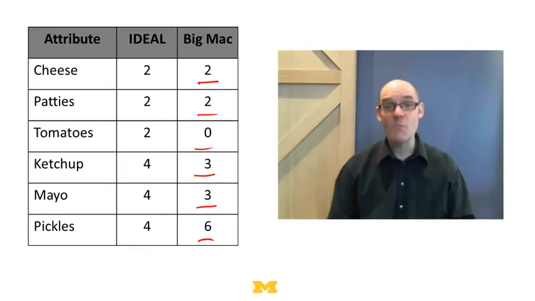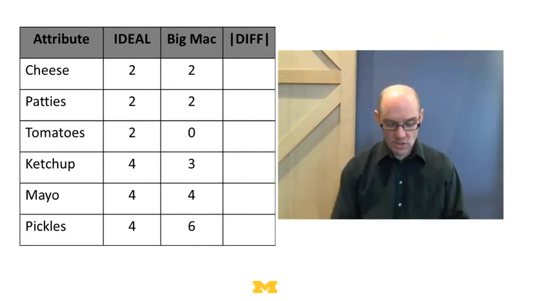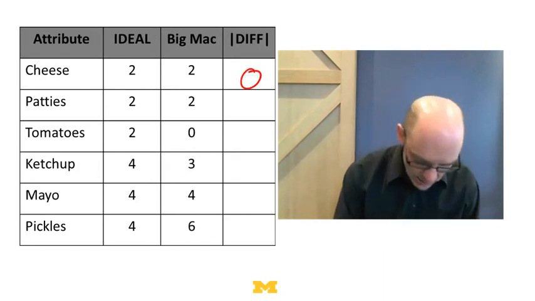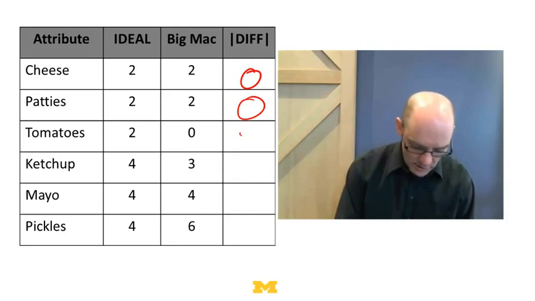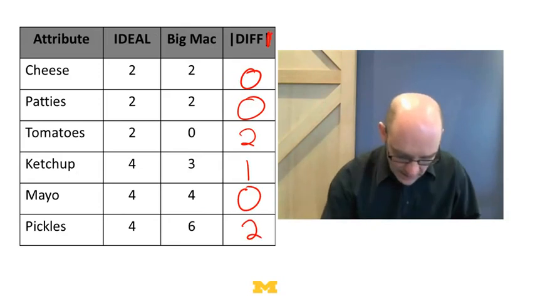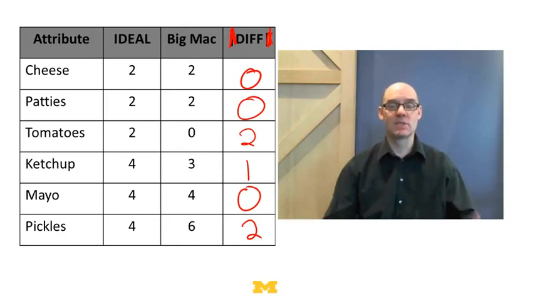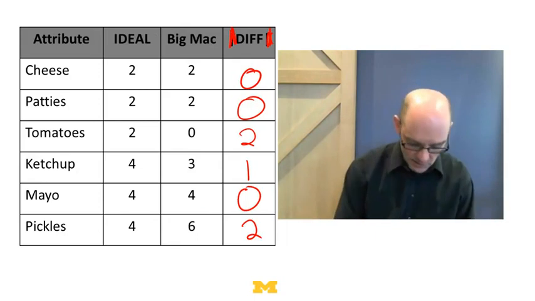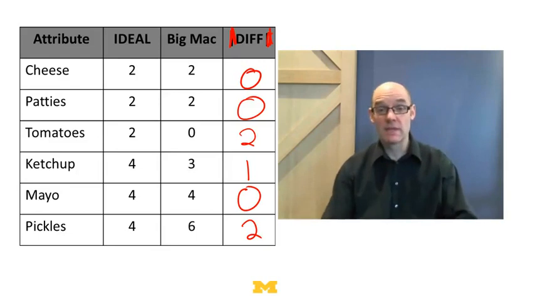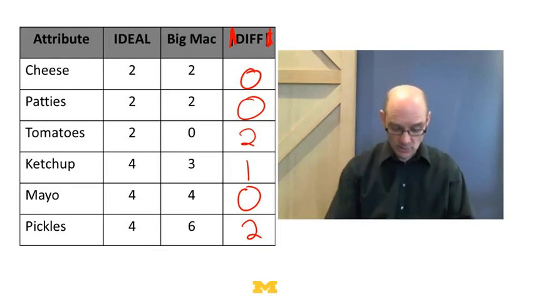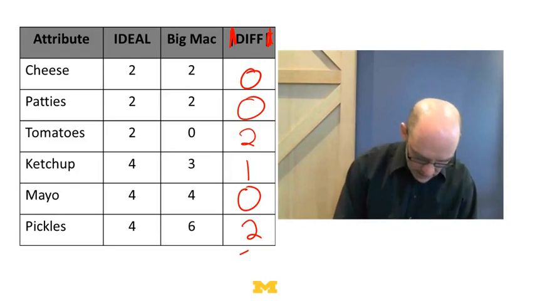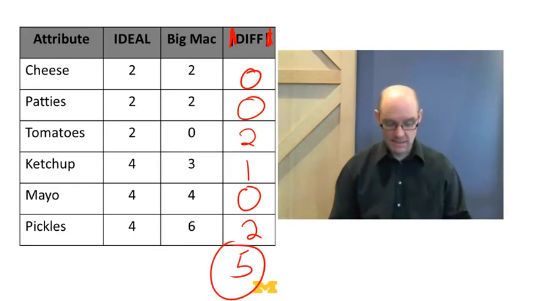So I could ask, how much do I like that Big Mac? What we can do is take my ideal point and the Big Mac and take the difference. So here the difference is 0, here the difference is 0, here the difference is 2, here the difference is 1, here the difference is 0, and here the difference is 2. Now notice I've got these little lines on the side of the difference. That means I'm taking the absolute value of the difference. Otherwise, because it's got too few tomatoes, if I put a -2 here and a +2 here, the too few tomatoes and the too many pickles would cancel out, right? So what I can do is add all these things up and say that my total distance from the Big Mac is 5.